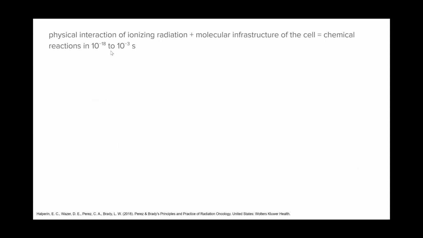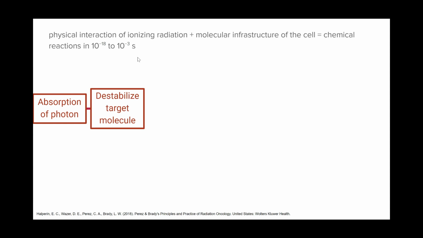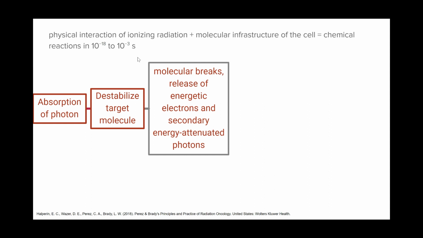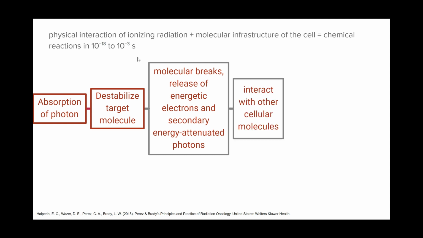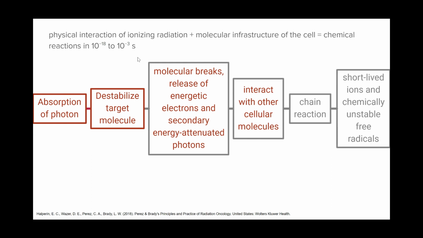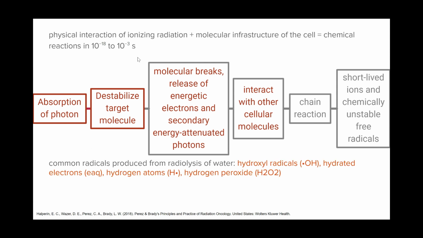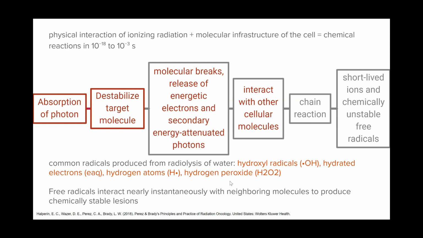This whole physical interaction of the radiation with the molecular infrastructure of the cell takes place in about 10 to the power minus 18 to 10 to the power minus 3 seconds, very quickly. What happens is there's absorption of the photon, and destabilization of the target molecule, which is usually the DNA. There are molecular breaks, there's a release of energetic electrons and attenuated photons, and interaction with other cellular molecules, which leads to a chain reaction, leading to the birth of short-lived ions and chemically unstable free radicals. The free radicals that come up are hydroxyl, hydrated electrons, hydrogen atoms, and hydrogen peroxide, and it's almost instantaneous.